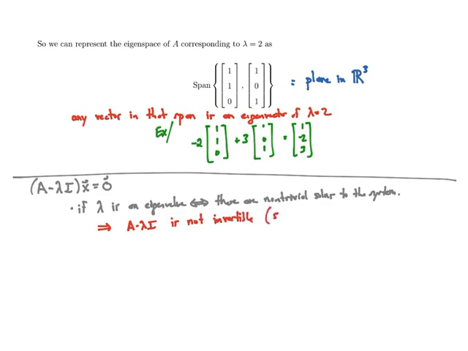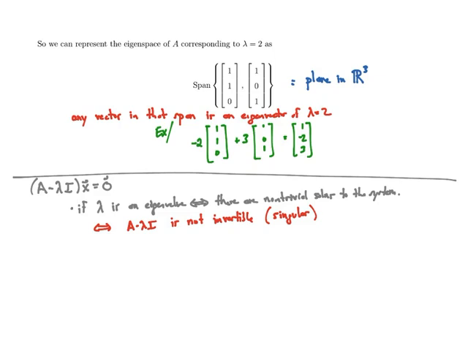Another word for that is that it is singular. And we are going to use that fact in the next section to know that A minus lambda I is not invertible. If lambda equals an eigenvalue, then we have that this is a singular matrix. And that is if and only if that's the case.